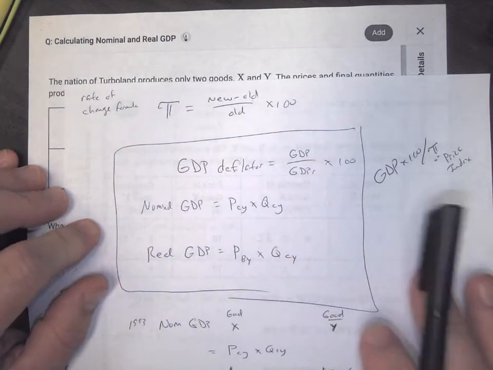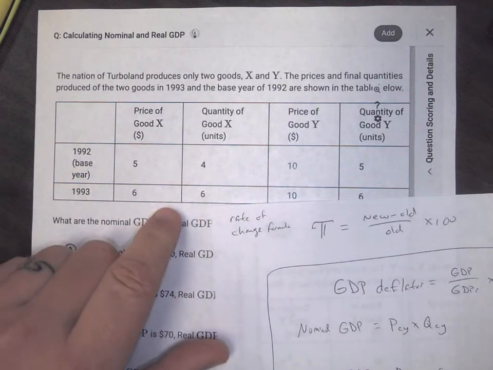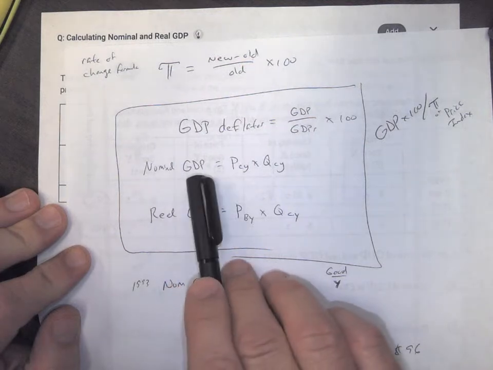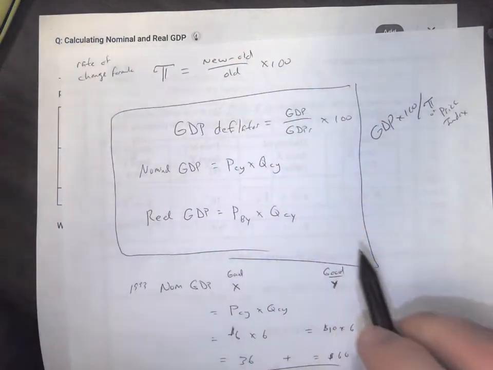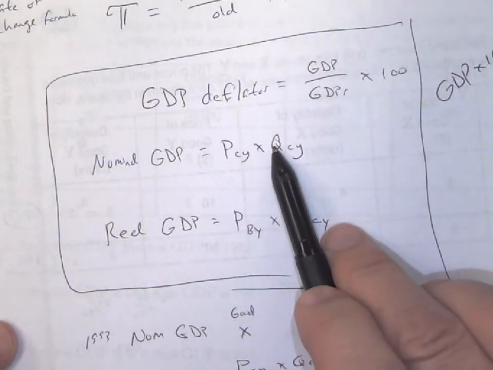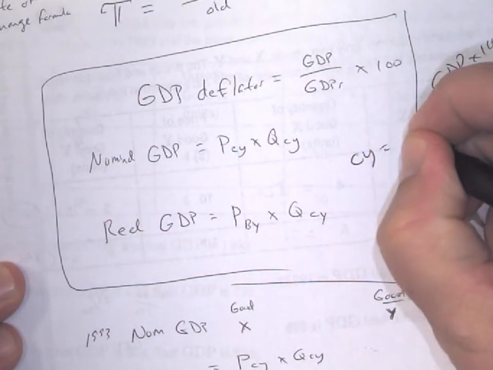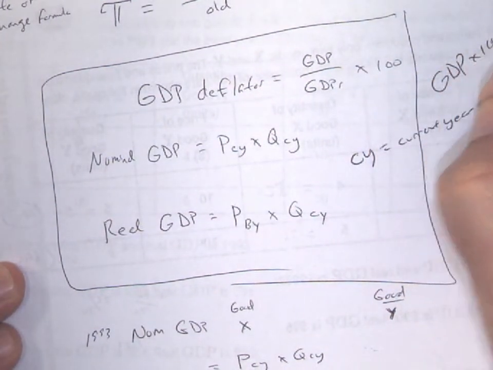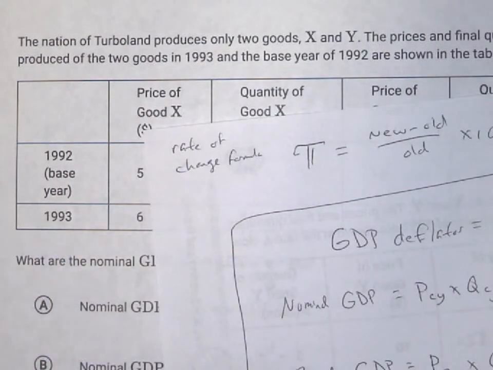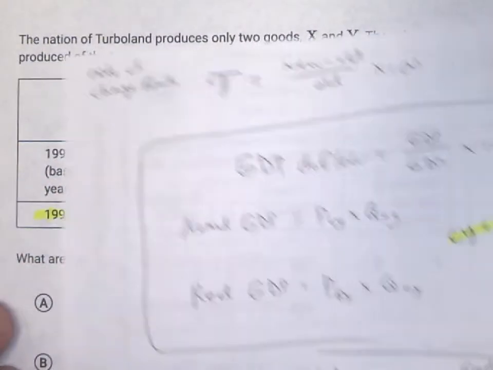This one, though, whenever you're given a set where you have a base year and a current year, I like to use this teacher's formula. So what she had was nominal GDP equals price of CY, current year, times quantity of CY. So CY equals current year, and our current year is going to be the most recent year. So 1993 is going to be our current year.